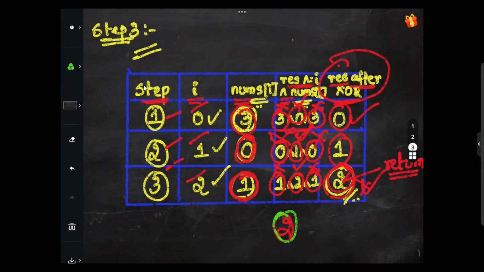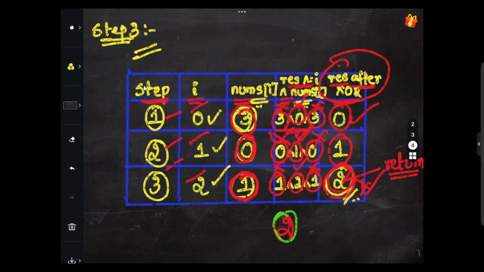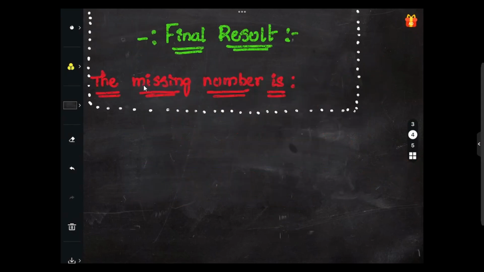Here the output that we got is 2, and the output that they have given for example 1 in the question is also 2. So the output we got is equivalent to the output given in the question. This approach works absolutely correct, and this is the approach we will be going with. The missing number here is 2. I hope the approach is completely clear.